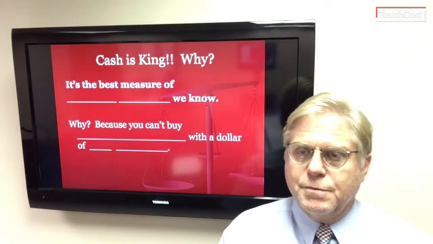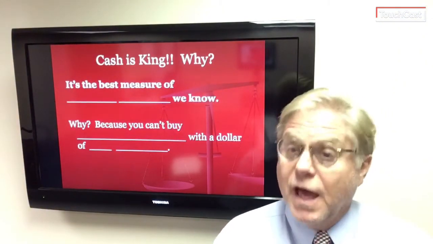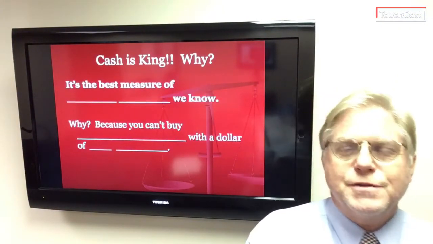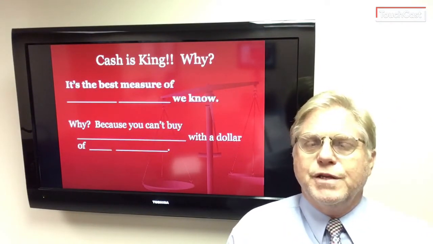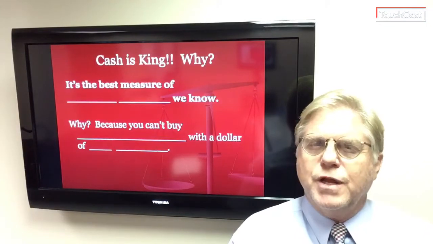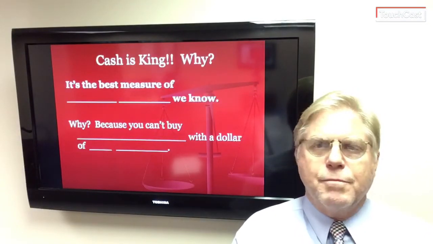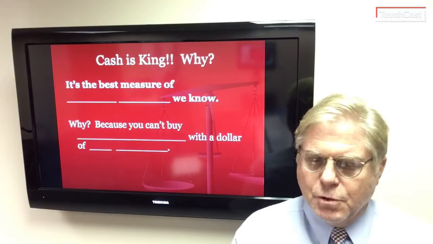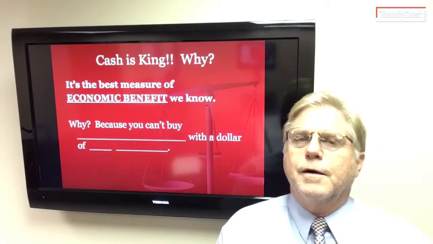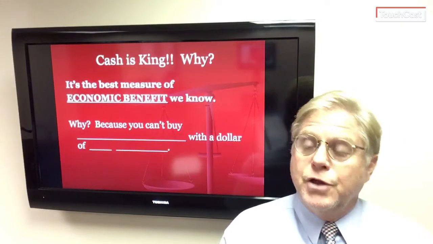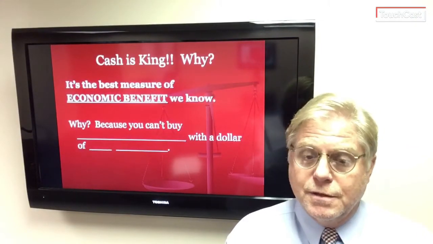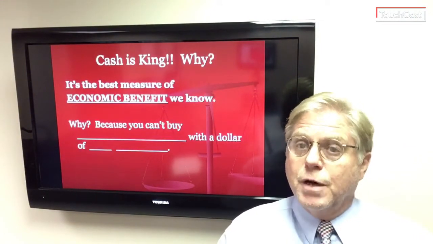Cash is king. Sometimes cash is described as either the lifeblood of a business, or it's described as the oxygen that a business needs in order to survive. But we say cash is king, cash is preeminent. One of the basic explanations of that, I guess the most basic explanation, is that cash is the best measure of economic benefit that we know. You can't go to the bank and deposit net income. You have to deposit cash.